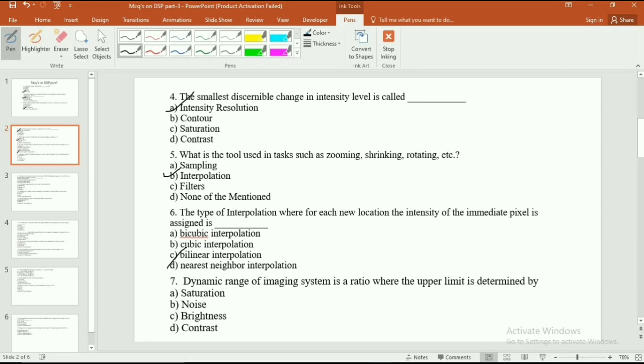Question number 7: the dynamic range of an imaging system is a ratio where the upper limit is determined by? Options are option number A saturation, option number B noise, option number C brightness, and option number D contrast. And the correct answer is option number A, saturation.